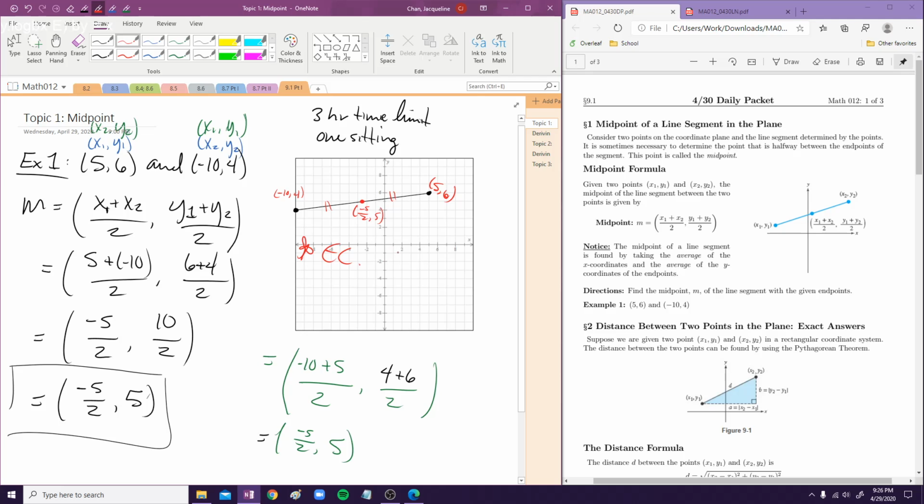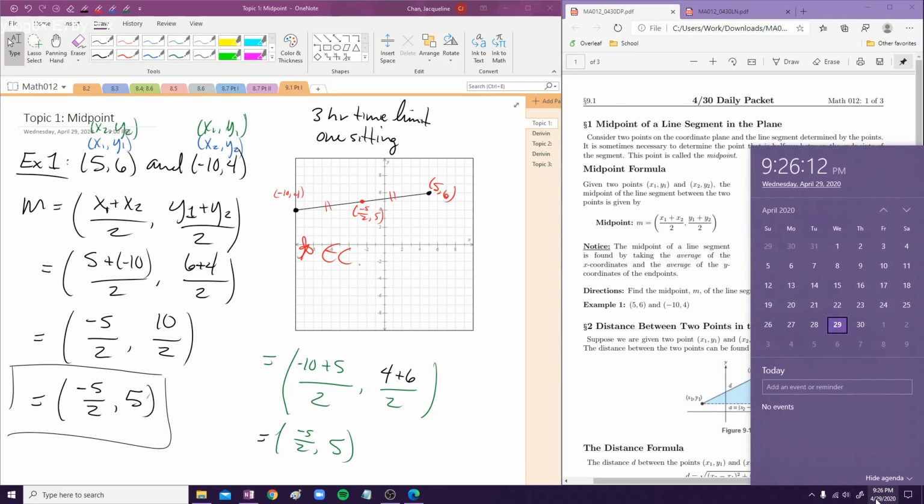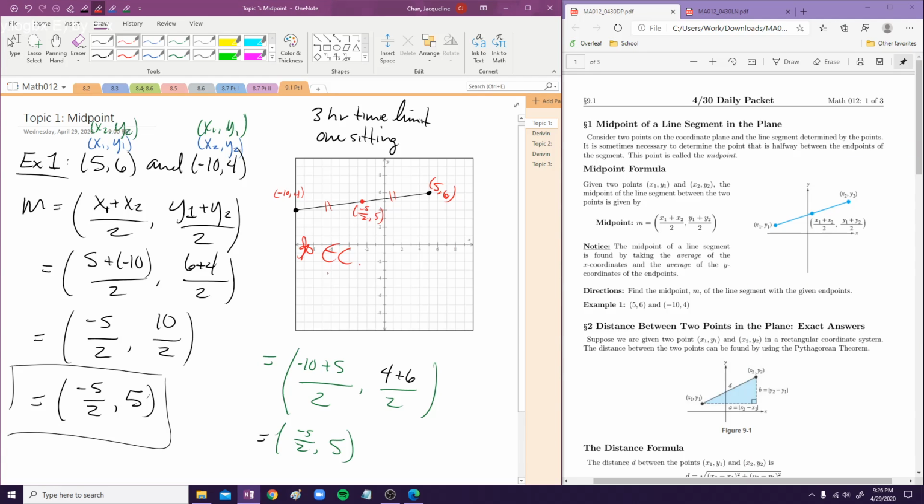Just keep in mind that this will be an extra credit opportunity. Today is the 30th, so we can make this due Friday 5-1 at 11:59 p.m., and it will be worth 2 points. Make sure you write down these points. You need to write down this, this, and this, and tell me about the distance and everything. All right, so this is it for topic 1, and in topic 2, we will talk about distance, which will be a tool you can use to solve this extra credit. So, see you in a little bit.